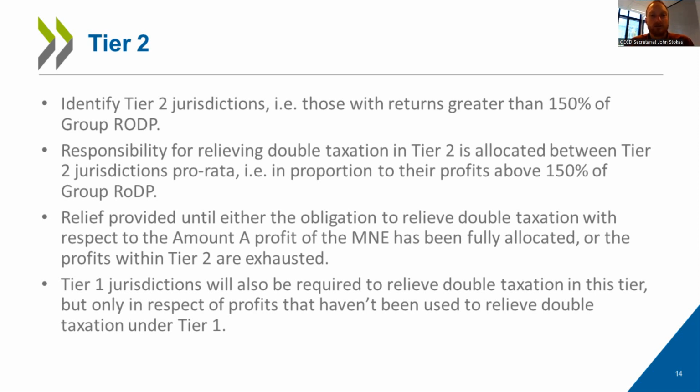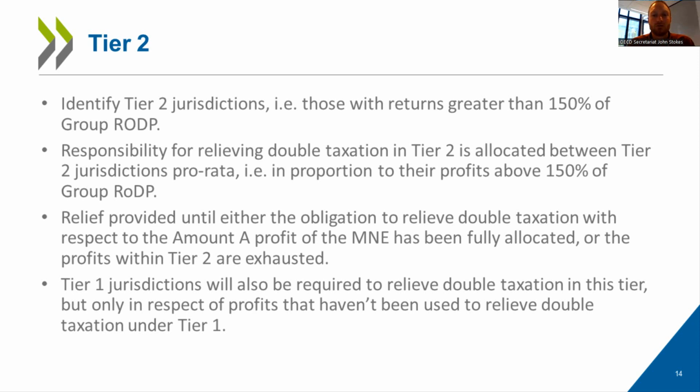So, turning to tier 2, well, first of all, we identify the tier 2 jurisdictions. So those are the jurisdictions that have returns greater than 150% of group RODP. Once we've identified those jurisdictions and we know the profits that arise in each of those jurisdictions, we allocate the obligation to eliminate double taxation between those jurisdictions. And that applies until either we have fully allocated the obligation to eliminate double taxation, so all those profits of which we need to eliminate double taxation, or the profits within tier 2 are exhausted. And if they are exhausted, we then move to tier 3A.